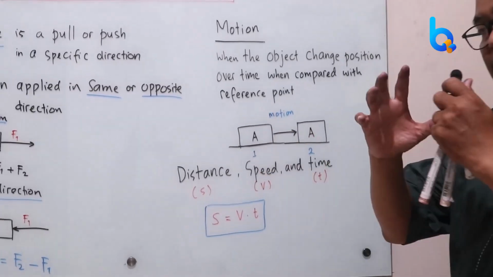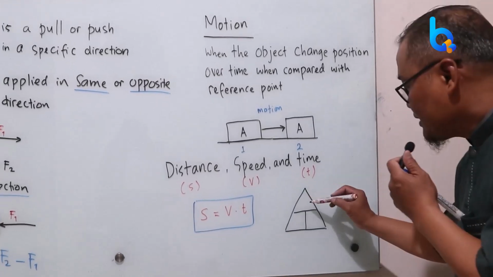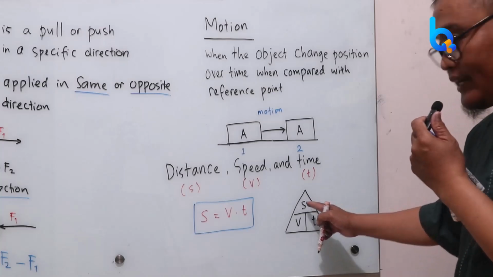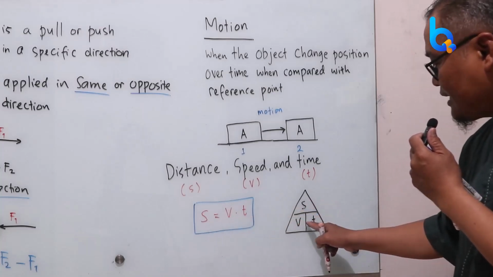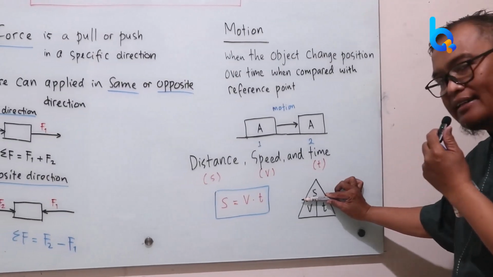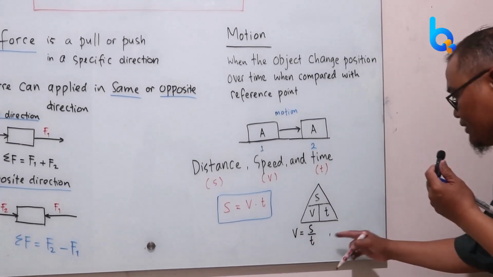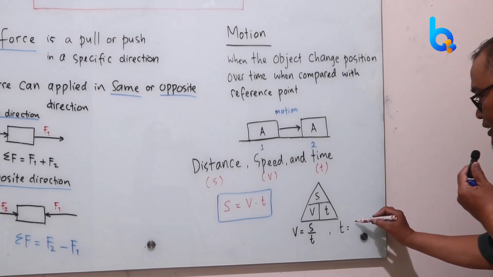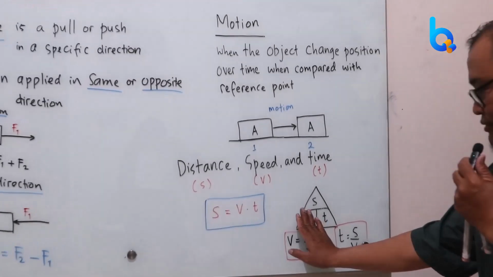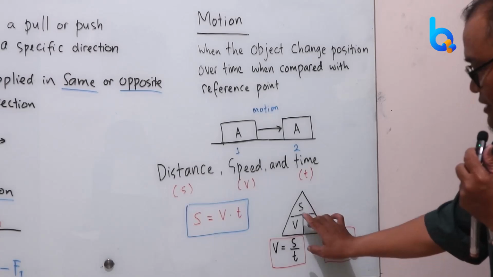I have an easy magic triangle for remembering this formula. This is very important. We put S in here and V over there. When we calculate S, S equals V times T. And when we calculate V, V equals S over T. When we want to calculate T, T equals S over V. If we want to calculate V, we hide the V, so S over T appears. And when we close the T, it is S over V.